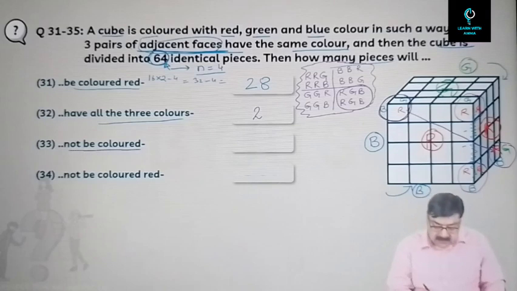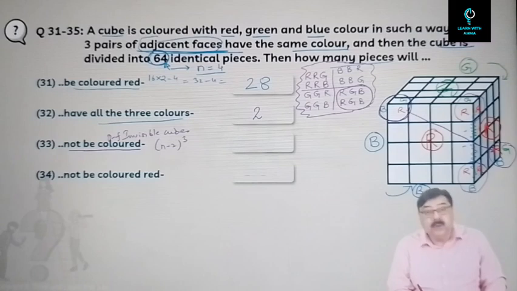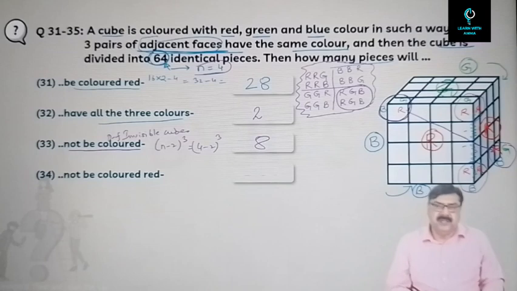Well, we know these are 0-faced cubes, that is invisible cubes, and the formula for that is (n minus 2) whole cube. The value of n here is 4. So (4 minus 2) whole cube, that is 2 cube, which is 8. This does not change. It remains the same.